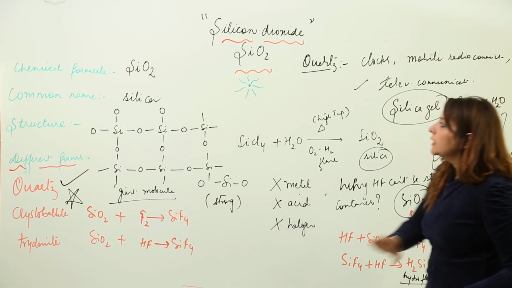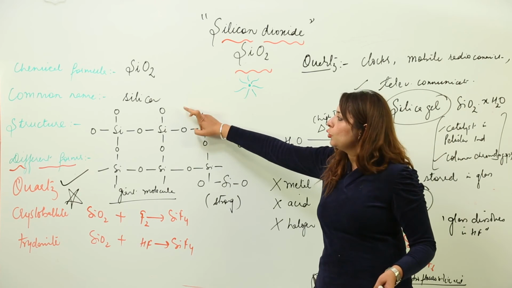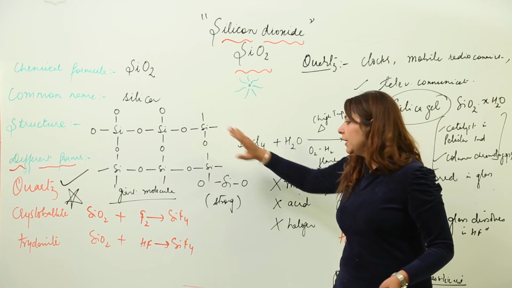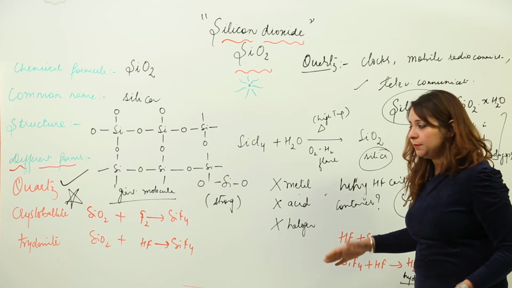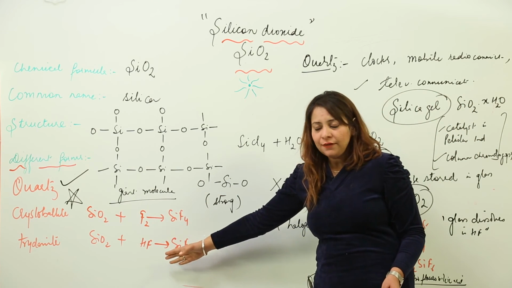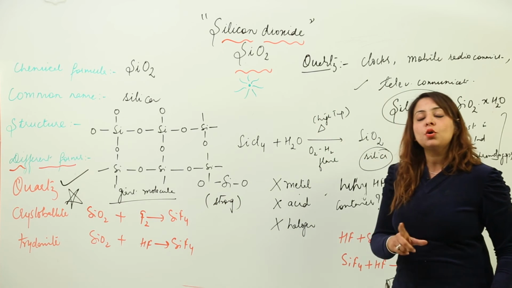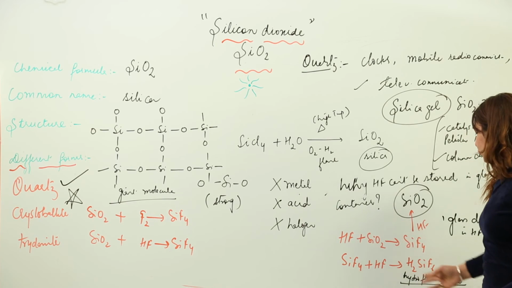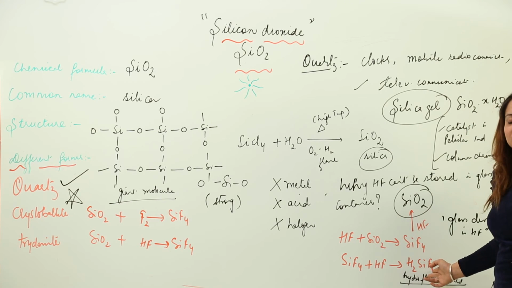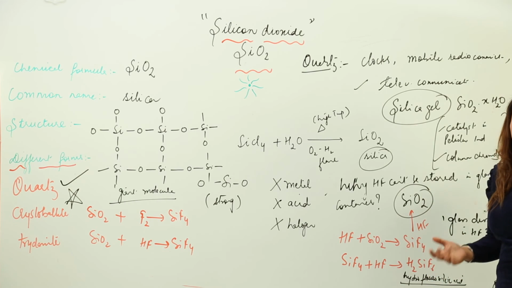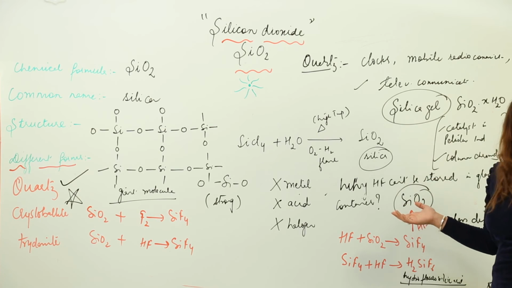I think you got it: silicon dioxide is SiO2, the common name is silica, the structure is this kind, the bond is quite strong, therefore it doesn't react with metal, acid or halogen, but the exceptions are always there. It combines with F2 and HF, and that is the reason we cannot store the chemical HF in SiO2, because this reaction leads to the formation of H2SiF6, that is hydrofluorosilicic acid. That means it has the power to dissolve the glass. So obviously glass containers are not suitable.